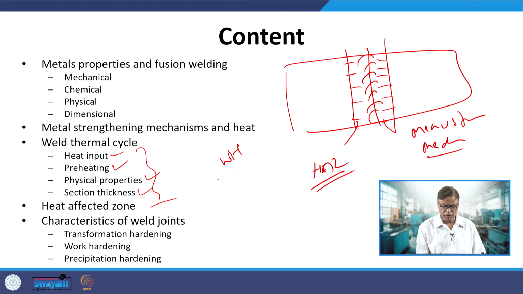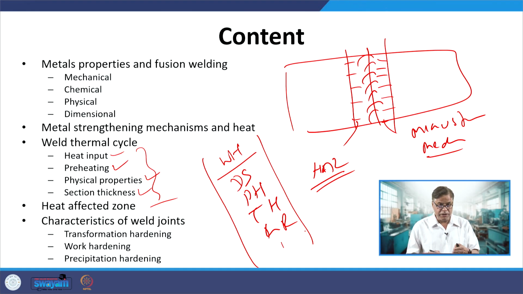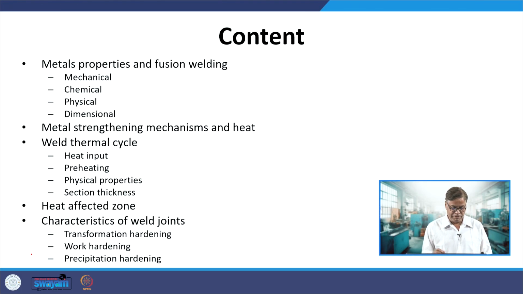So, whether it is work hardened, dispersion hardened, precipitation hardened, transformation hardened, grain refined, or any other mechanism which has been used. So, the mechanism being used for developing a metal affects the width of the heat affected zone significantly under the given welding conditions. And how it is affected, about that we will be talking.